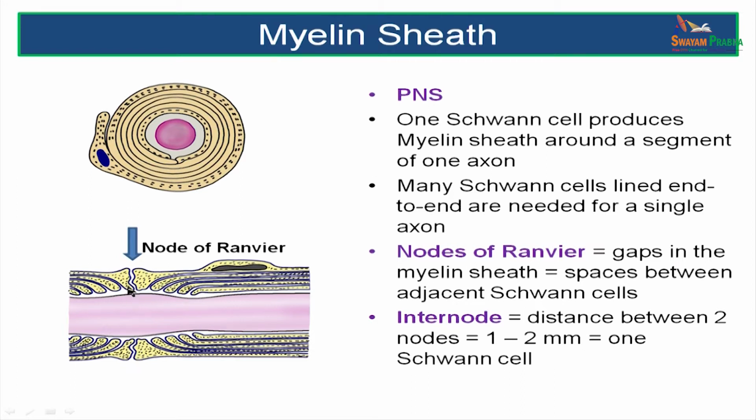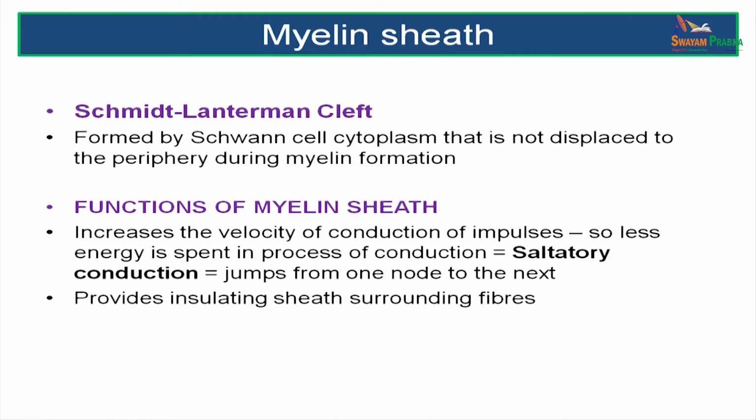This is the space which is uncovered, which does not have a myelin sheath, which lies between two consecutive Schwann cells. And internode is the distance between two nodes of Ranvier. It is about 1 to 2 millimeters, which is the distance covered by one Schwann cell. Schmidt-Lanterman clefts are small amounts of cytoplasm or remnants that remain in the Schwann cells, and they are important for their nutritive function.